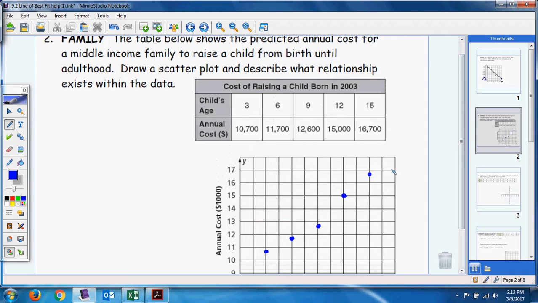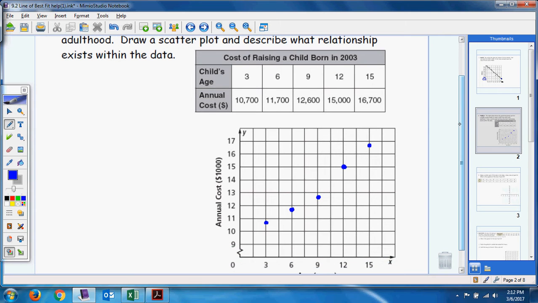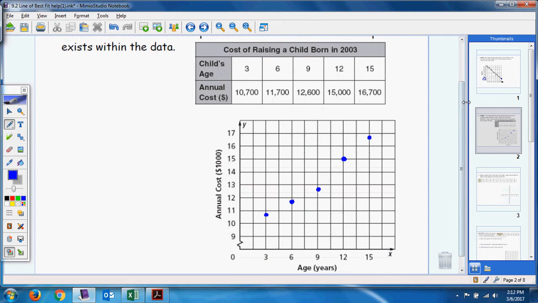All right, so we have our scatter plot, and it wants you to describe the relationship that exists within this data here. So again, go ahead and talk with your partner about that relationship there. You can make a sentence about the age of the child and the annual cost of raising that child.